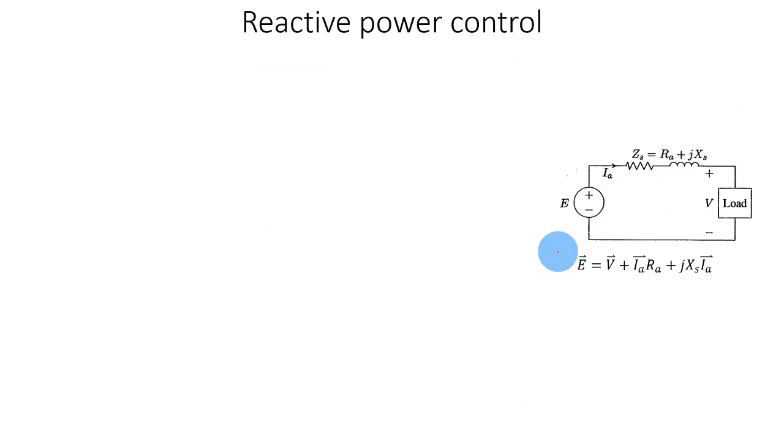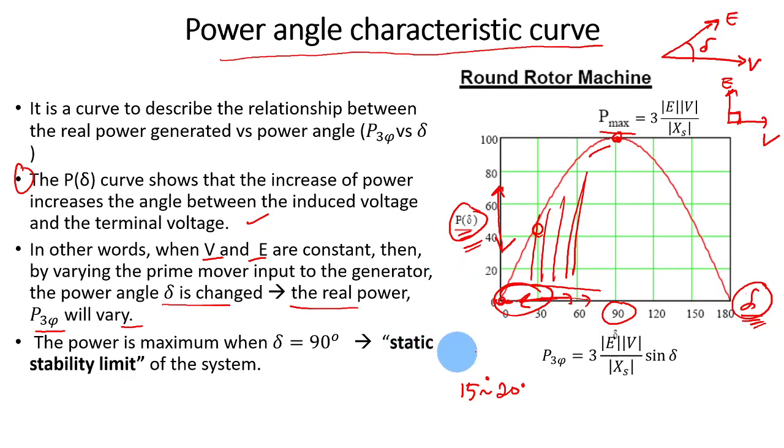Okay. All right. Now let's go back to reactive power control. We've talked about that. For active power control, the formula is 3 multiplied by EV divided by XS multiplied by sine delta.